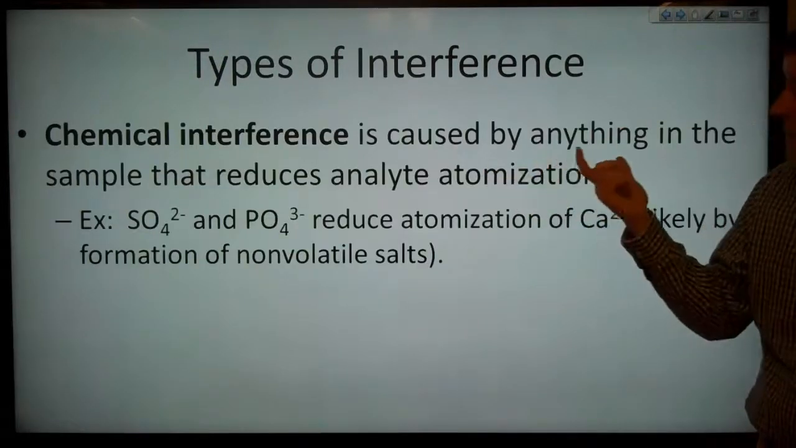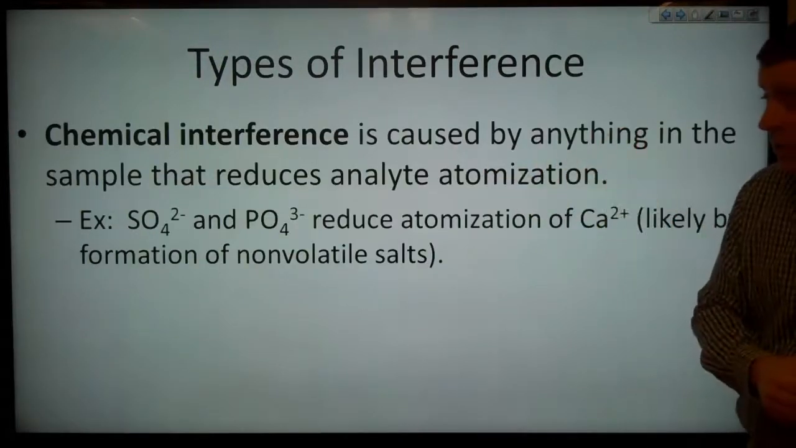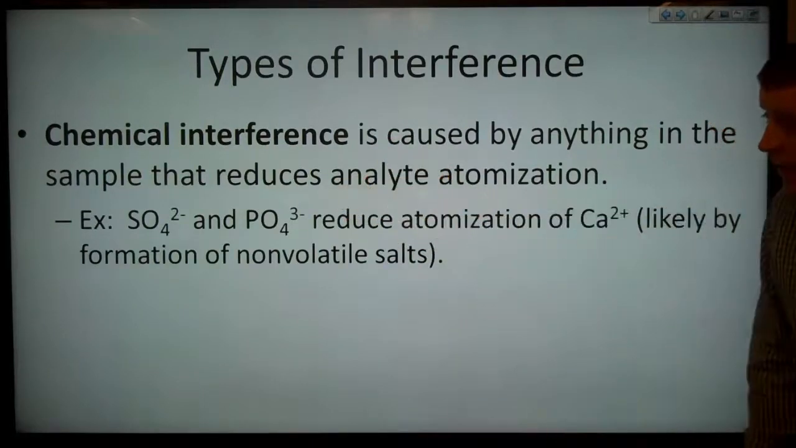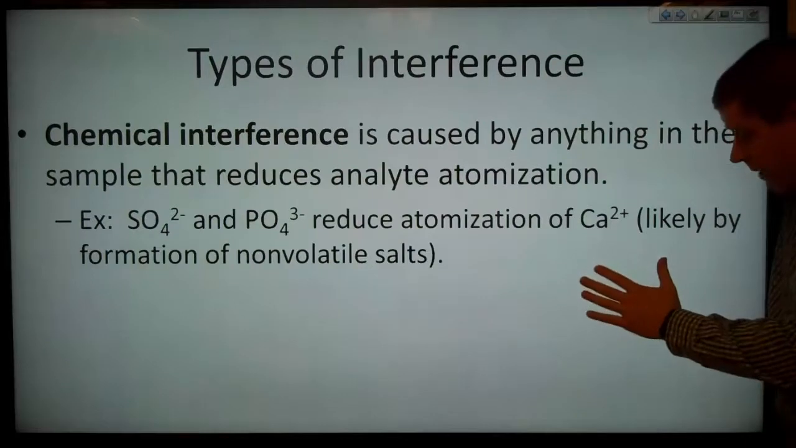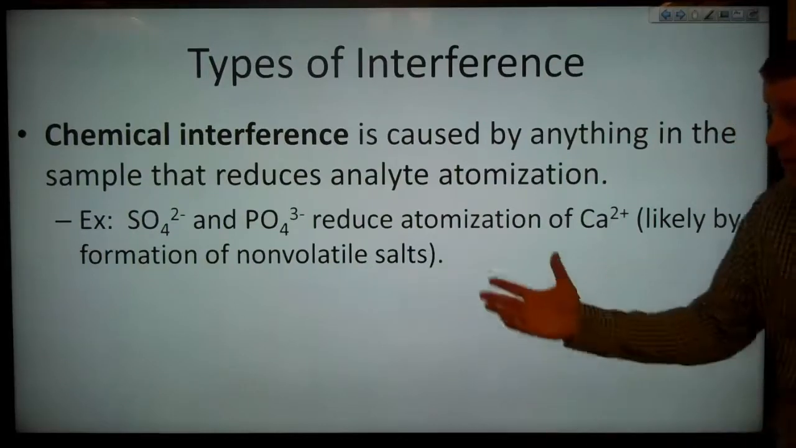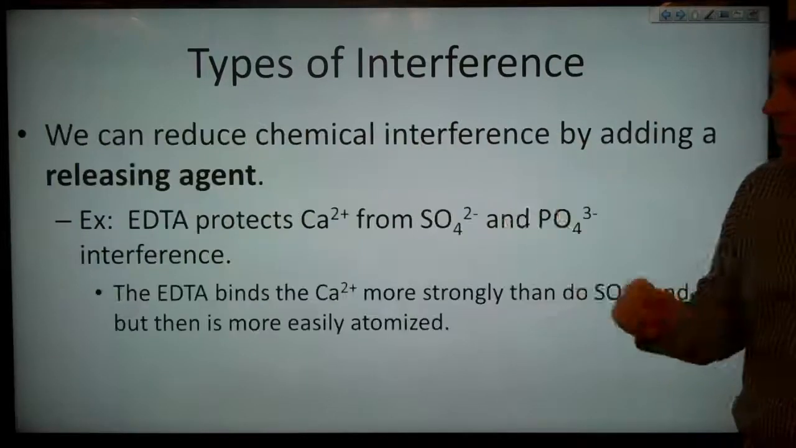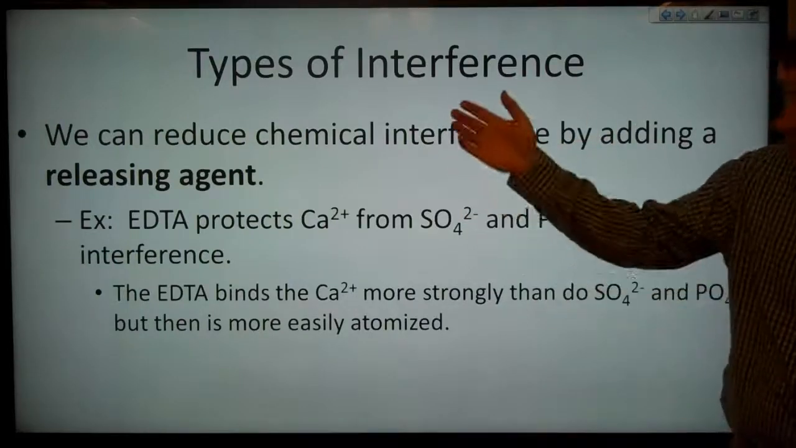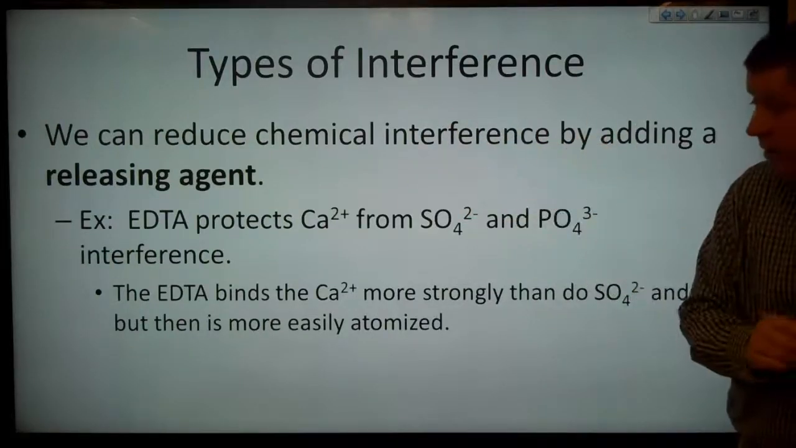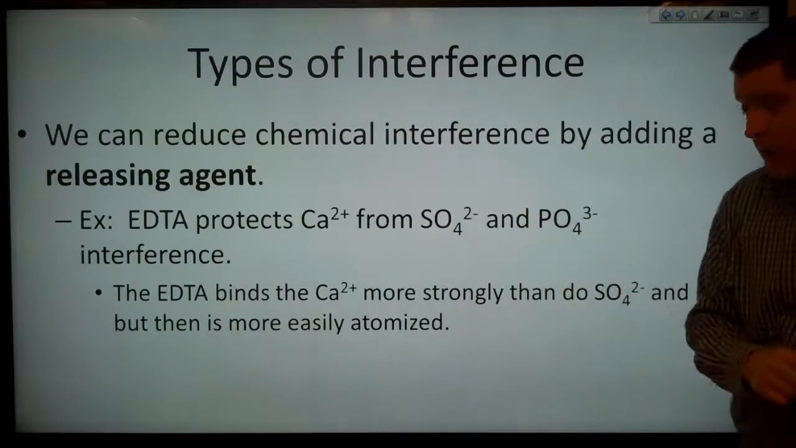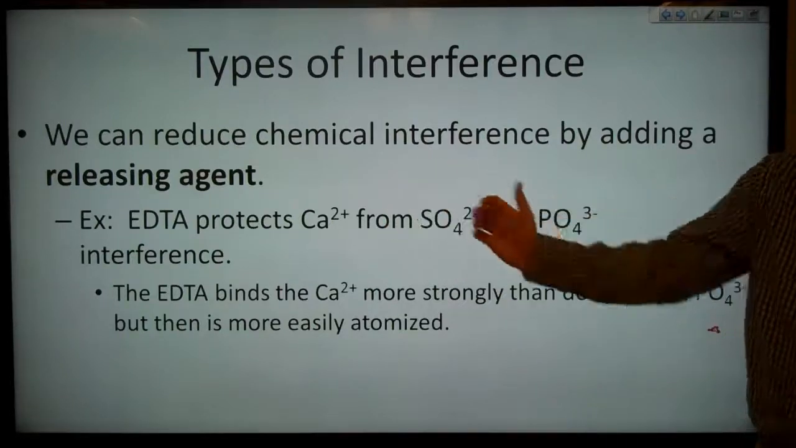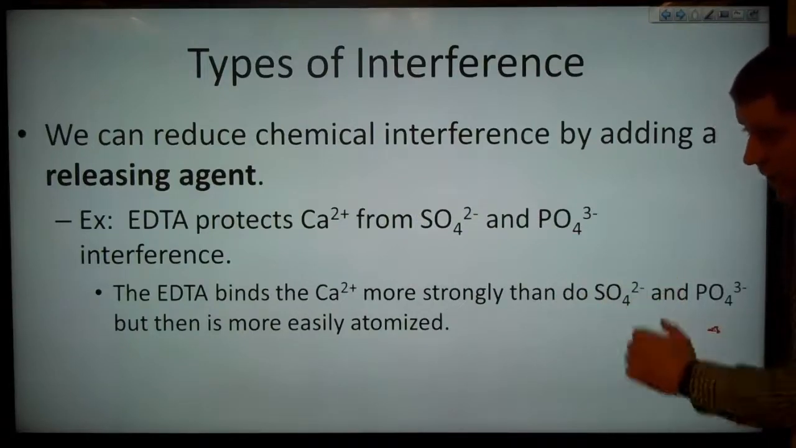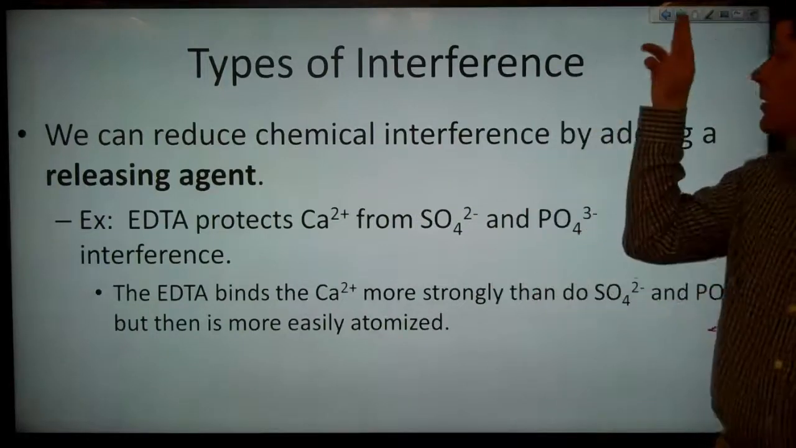Chemical interference is caused by anything in the sample that reduces the analyte atomization. For example, sulfate and phosphate will reduce the atomization of calcium. This is probably by formation of non-volatile salts. And we can reduce the chemical interference by adding a releasing agent. For example, EDTA will protect the calcium from sulfate and phosphate interference because the EDTA binds the calcium more strongly than does the sulfate and phosphate, but then is more easily atomized.